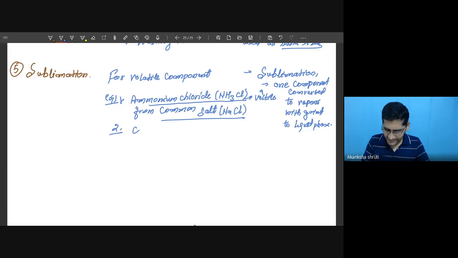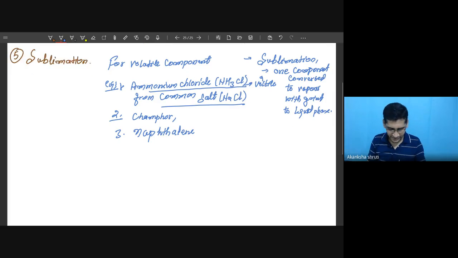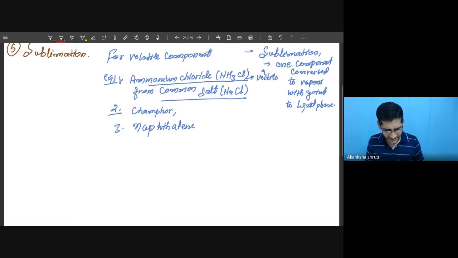So another is camphor. Another is naphthalene. The third one is the naphthalene ball that you are using. So this thing can be purified by this method.